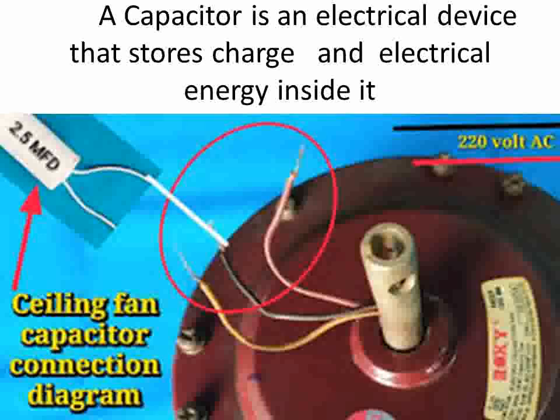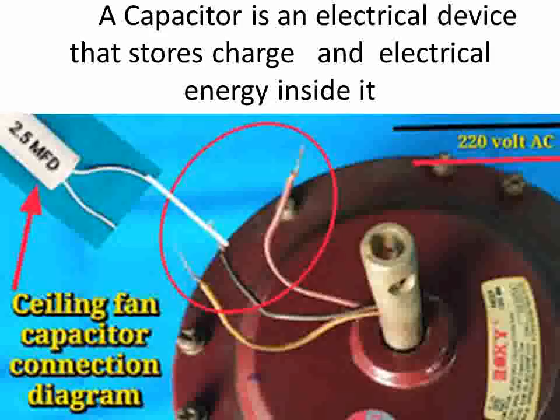A capacitor is an electrical device that stores charge and electrical energy inside it. There is a capacitor shown here, 2.5 MFD, 2.5 microfarad. The function of this capacitor is to store electrical energy, to store charge, and then supply it to the electric fan. There are 3 wires coming from the electric fan. The red one goes directly to the connection, and the remaining 2 are joined with the capacitor. One joint of the capacitor is connected to another wire coming from the main supply. In this way, the connection is completed.